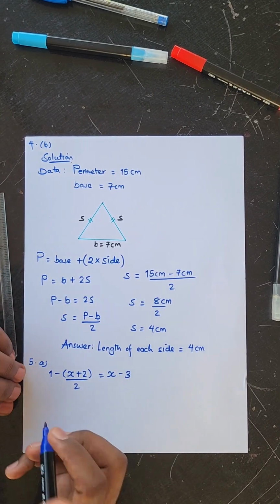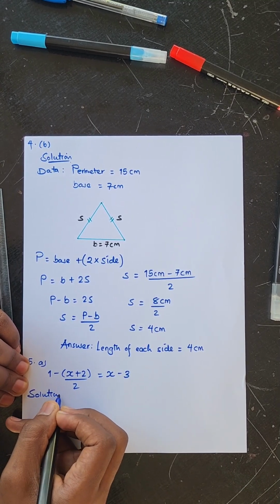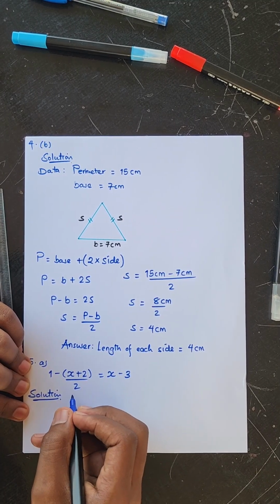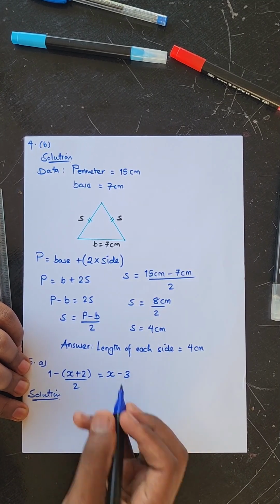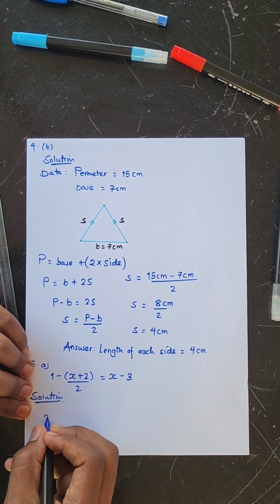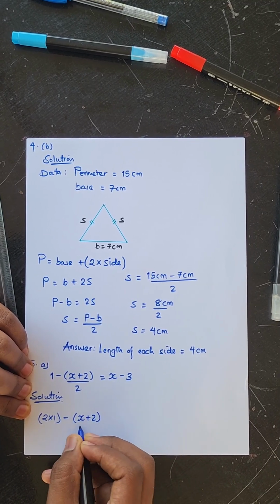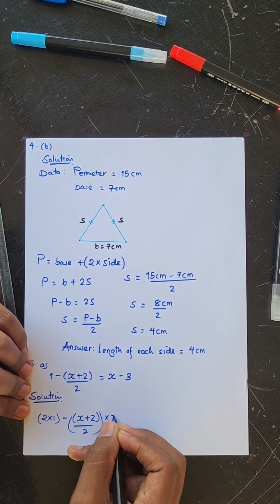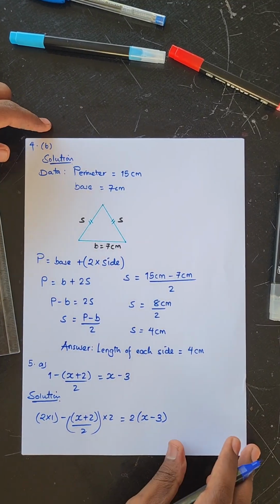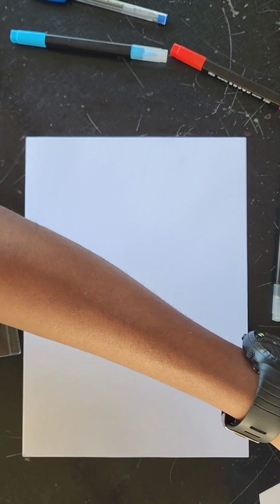Okay, so the first step we're going to do, solution. First step we're going to do is remove the denominator by multiplying by 2 on every component of this equation. So 2 times 1 minus (x plus 2) over 2 times 2 equals 2x minus 2. Okay, now let's open this on a new page.